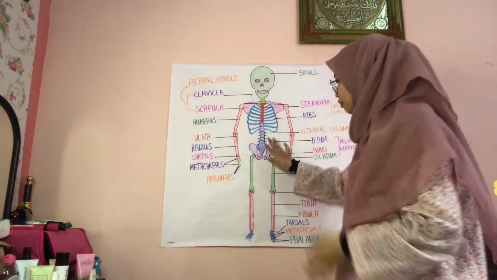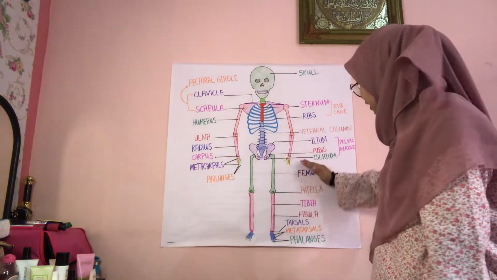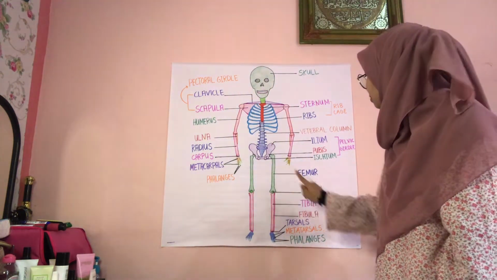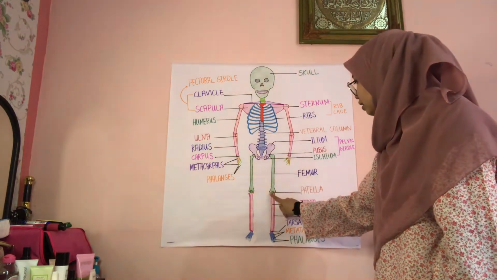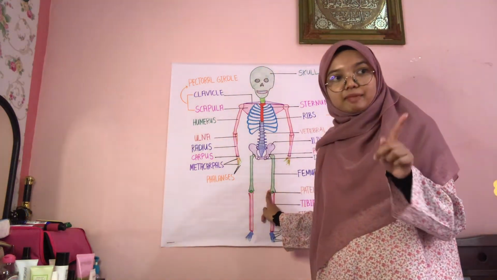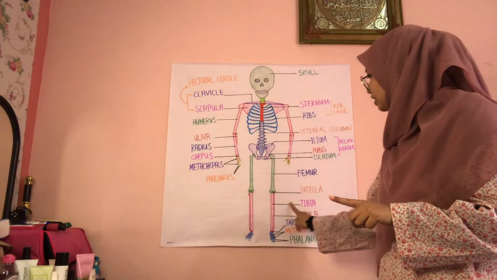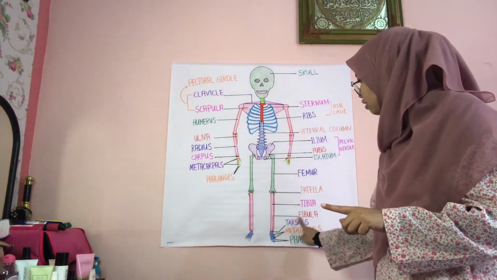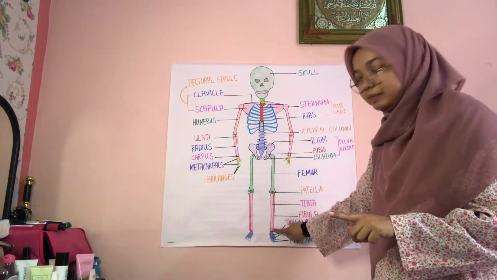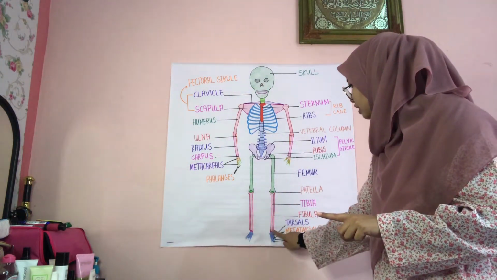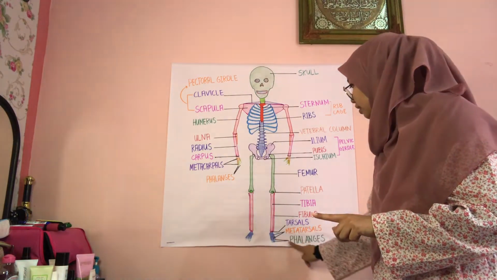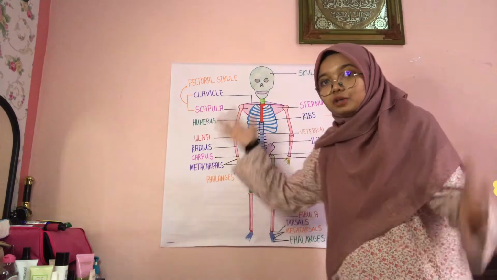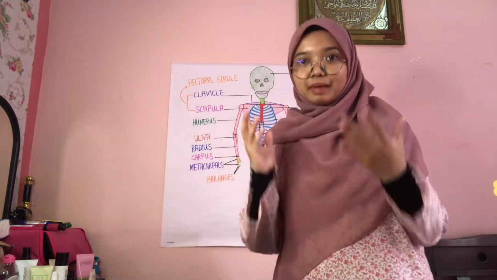Then we move to the lower limb. This part is called the lower limb. And here is your femur, and your patella, not Nutella. Patella. And here is your tibia. The tibia is the front one, and the fibula is at the back. And here are the tarsals, metatarsals, and the last part is the phalanges. So this is all about your skeleton and you must remember it.